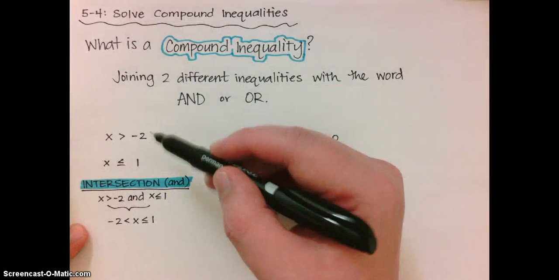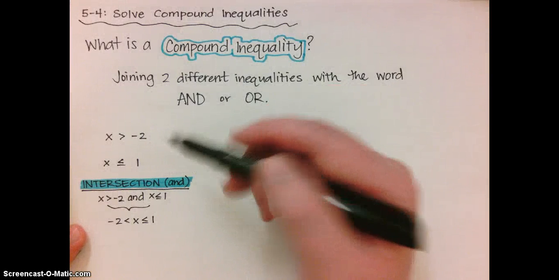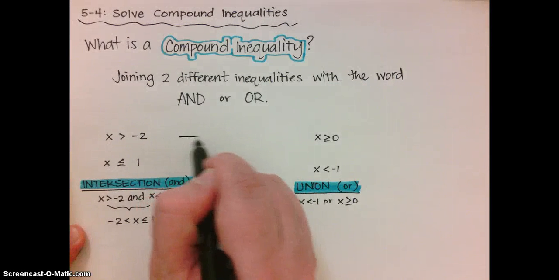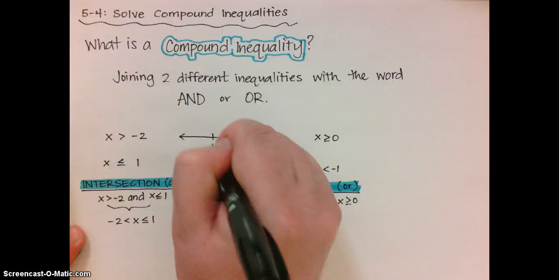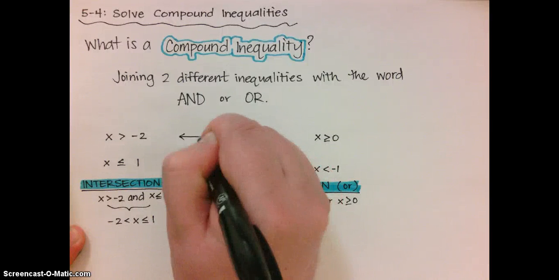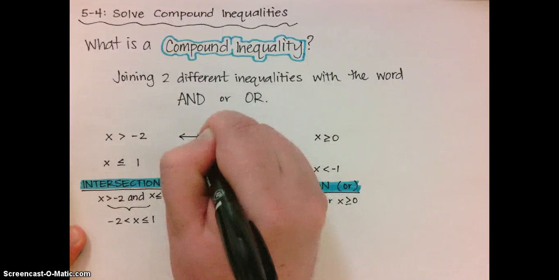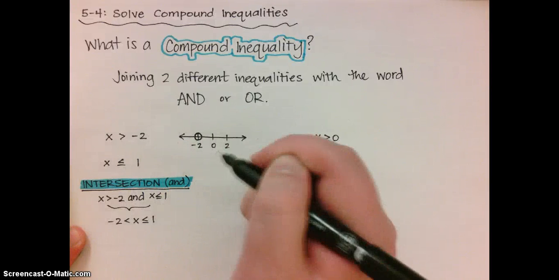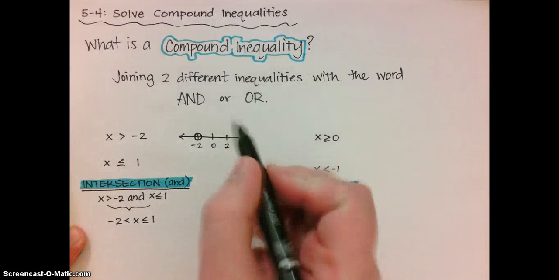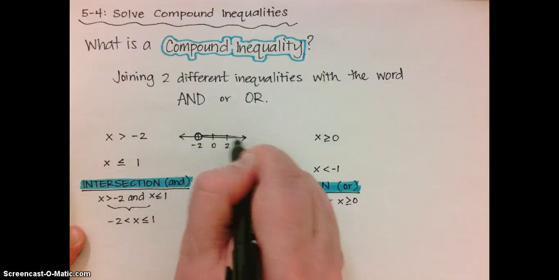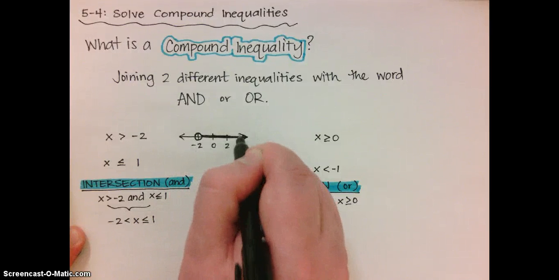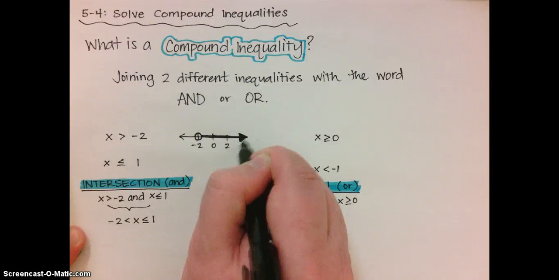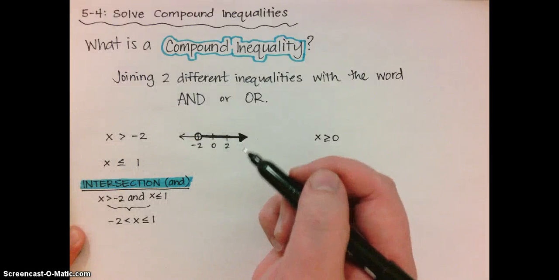So let's look at this left-hand side. If we're starting with the inequality x is greater than -2, and I was going to draw it on a number line, and my 0, maybe 2, and -2, it would be an open circle on -2, and it would be all the numbers that are greater than -2. So it would be going toward the positive direction in the right.